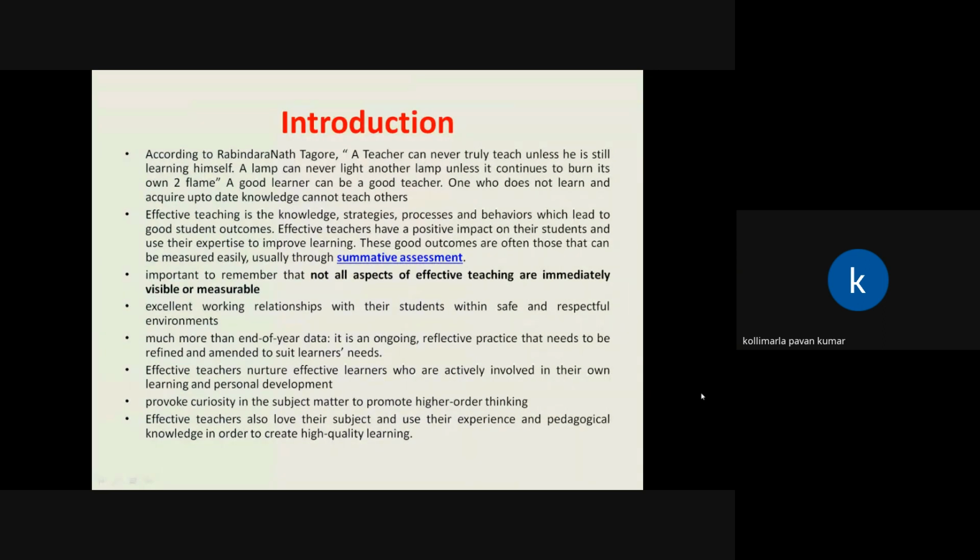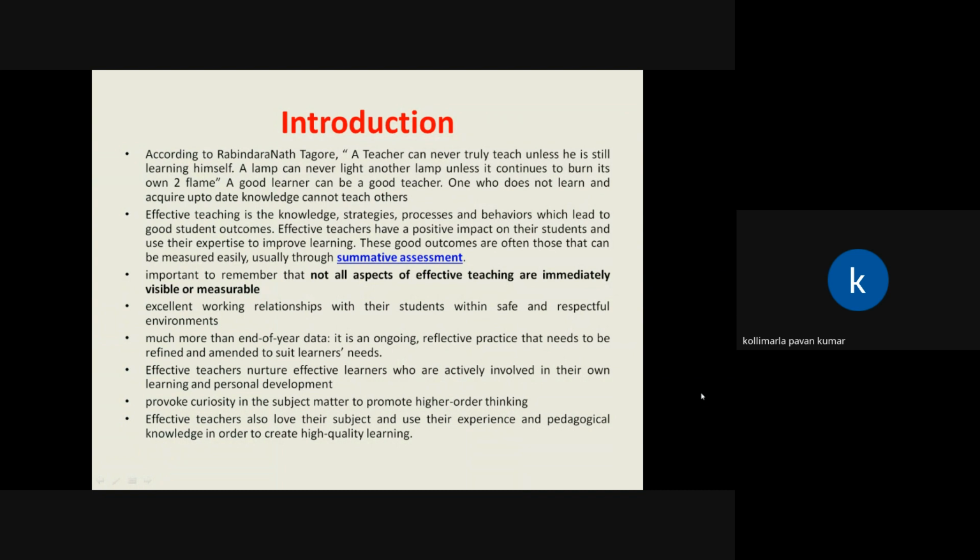Now, by implementing effective teaching, what does the teacher get? It produces excellent relationships with the students and with colleagues, and it provides a respectful environment in the university. This is one of the important points regarding effective teaching. We will calculate this with end of year data, as an ongoing process, and we will find the learner needs. That means effective teaching is not only according to the teacher's plan, but should also consider the learner's needs: what the student wants to become and what he desires to learn.